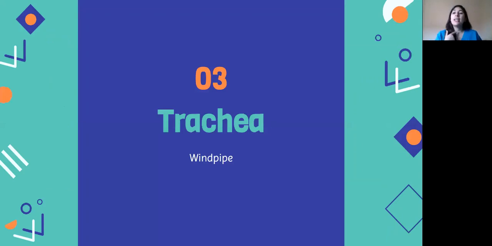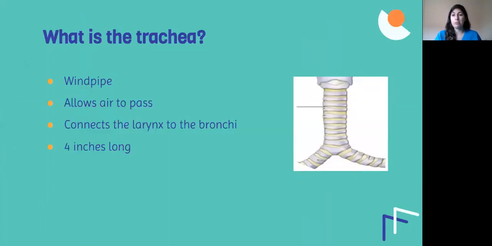The next thing we're going to talk about is the trachea. The trachea is the next part in your throat that comes after the larynx. Another name for the trachea is the windpipe. This windpipe is basically just a tunnel that allows air to pass into your lungs. It connects the larynx, which we just talked about as the voice box, to the bronchi, which is where things start to branch off.